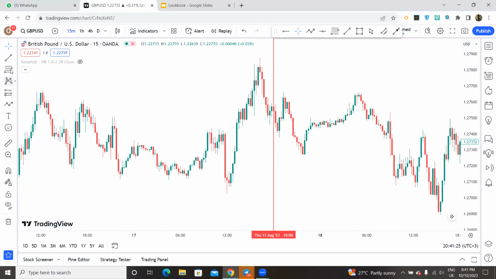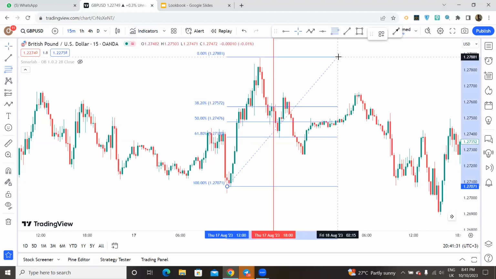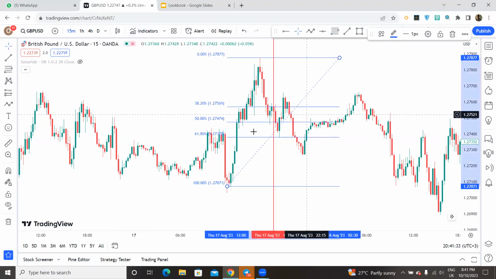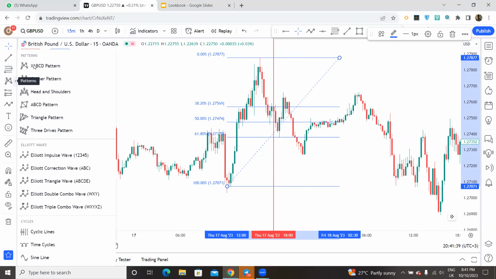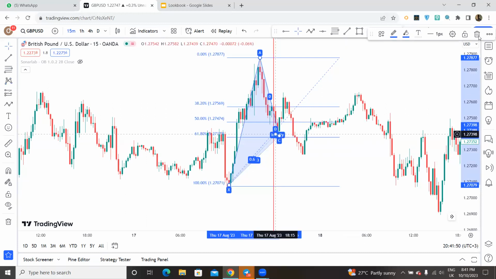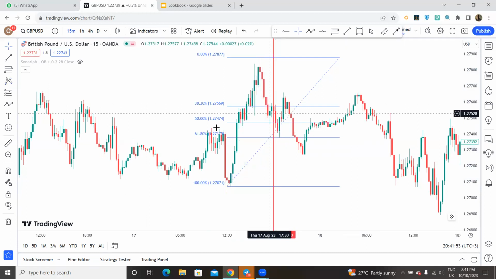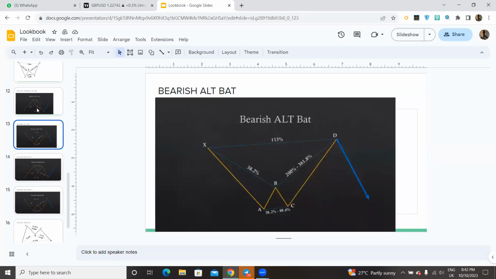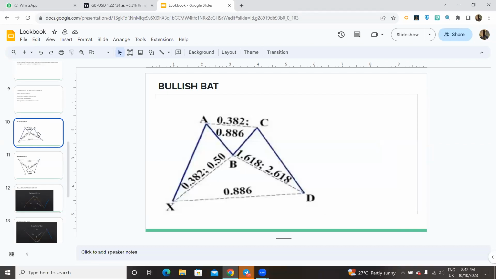If we pull a fib from here up to here, what do we find out? This is point X to point A to point B. Now we are looking for B. Bring it up there. Now look at where B is lying. It's at the 61.8. That's when we check what type it was.